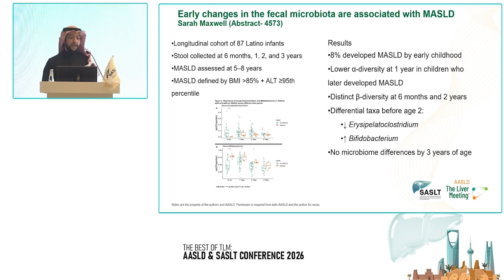So they looked into 87 Latino infants, and they collected stool at the ages of 6 months, 1 year, 2 years, and 3 years. And then they assessed MASLD at the age of 5 to 8. What they found is, out of these 87 Latino infants, 8% developed MASLD, and they found a really unique fecal microbiome in these kids. They have lower alpha diversity and they have distinct beta diversity.